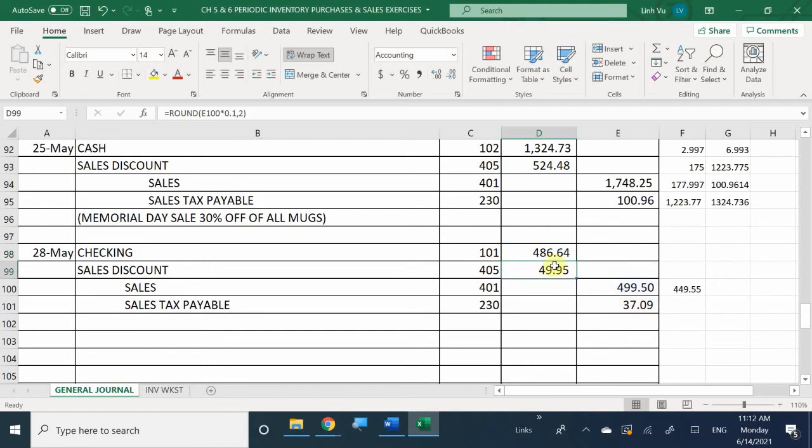Okay. You forgot to take the discount out. I added the 499.50 and the 3709. 449.55 is the discounted amount. Right. 449.55 and minus. Oh wait, those match. So the 486.64. Okay. That's how much.